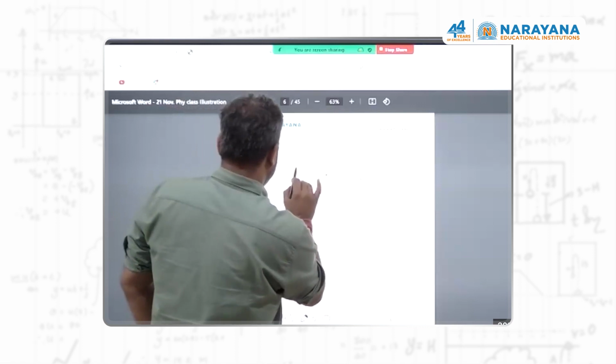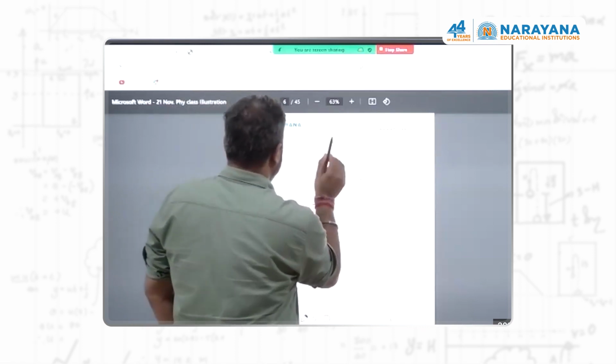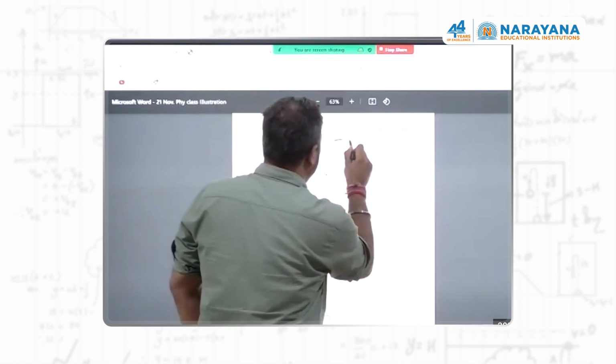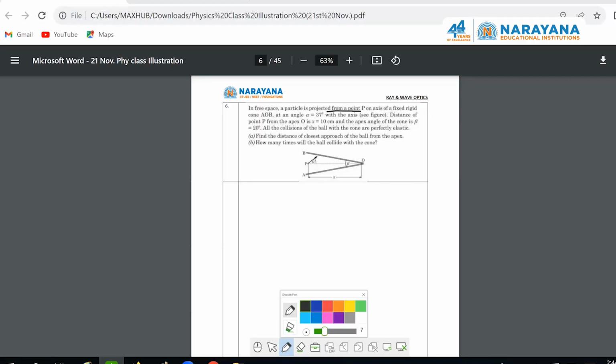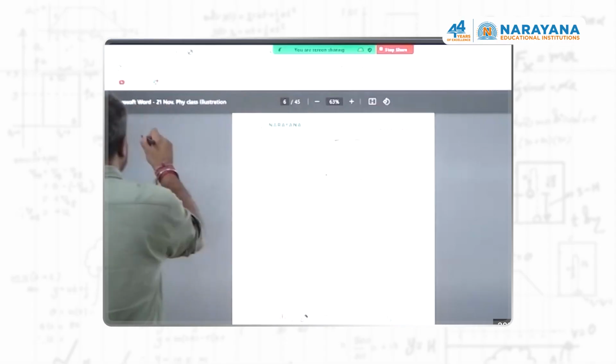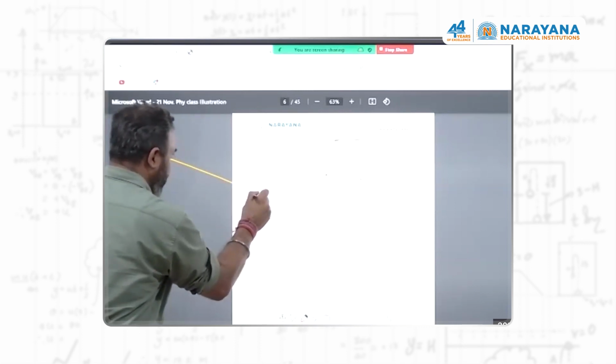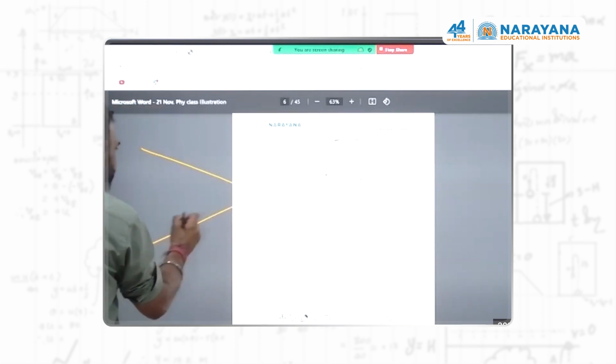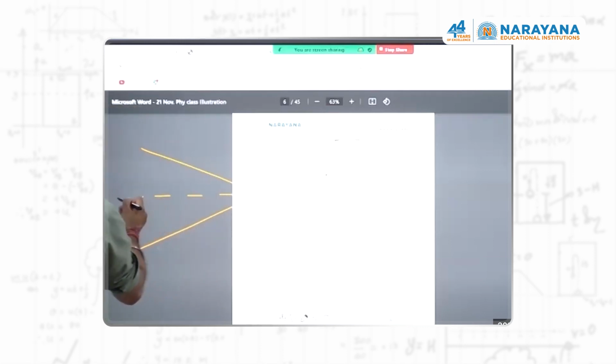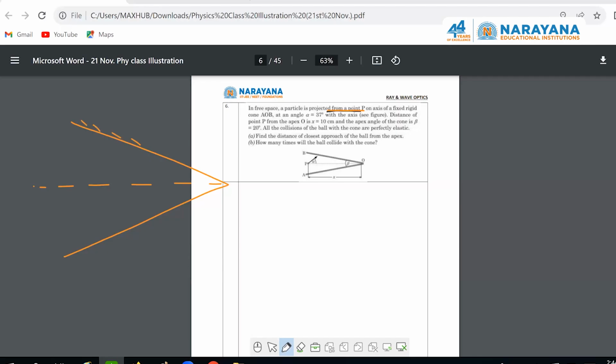Read this problem carefully. In free space, a particle is projected from a point P on the axis of a fixed rigid cone AOB. This is like a conical mirror. This is the reflecting face, this is the axis of the cone, and these are the reflecting faces, right?